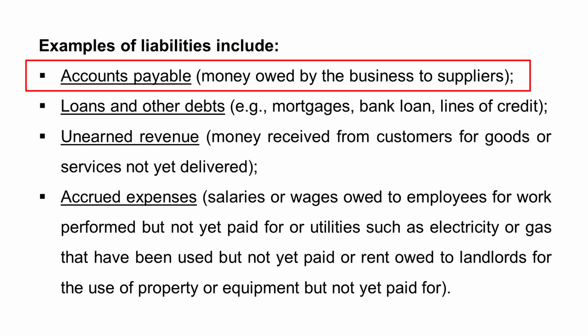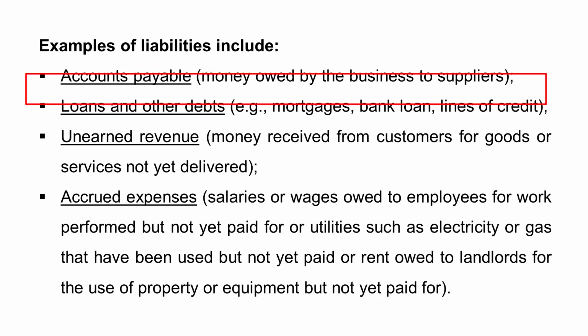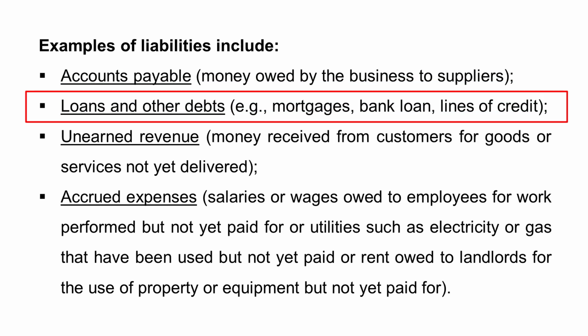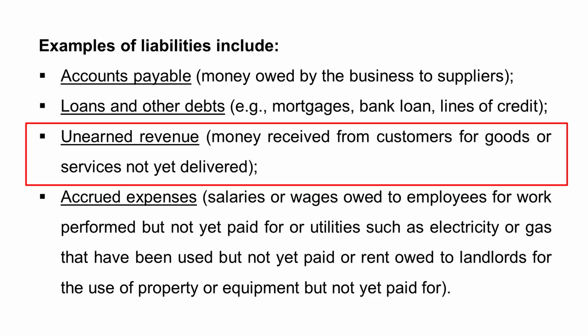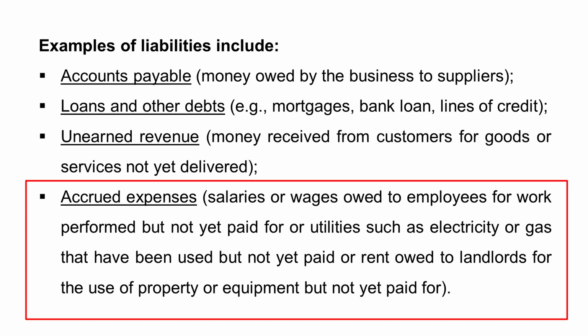Examples of liabilities include accounts payable, money owed by the business to suppliers; loans and other debts, for example mortgages, bank loans, lines of credit; unearned revenue, money received from customers for goods or services not yet delivered; and accrued expenses. Salaries or wages owed to employees for work performed but not yet paid for, or utilities such as electricity or gas that have been used but not yet paid, or rent owed to landlords for the use of property or equipment but not yet paid for.